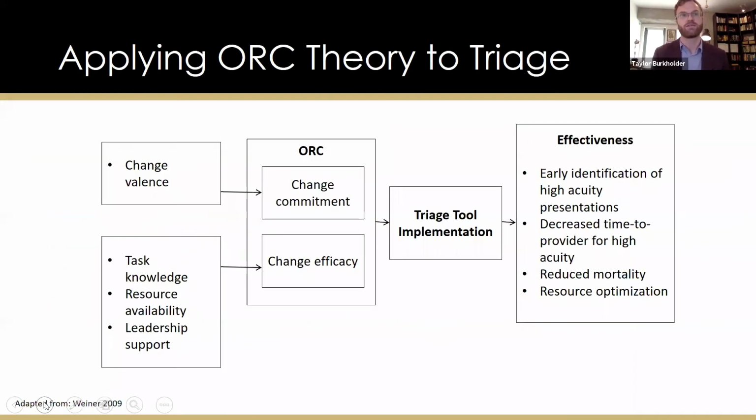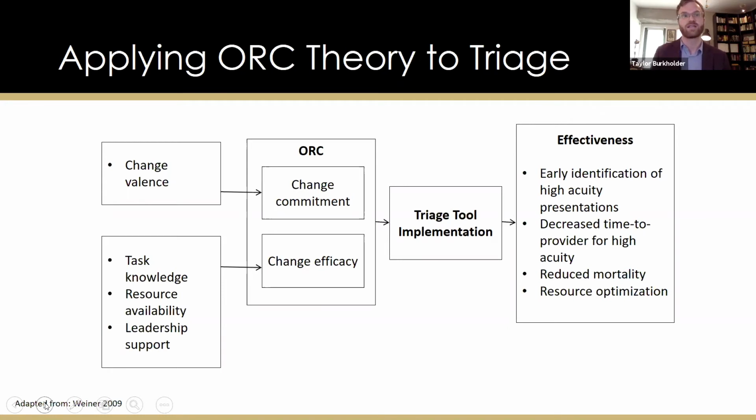In applying the theory of organizational readiness to change to implementing a standardized triage tool in this setting, we started by mapping the determinants to the implementation plan, and then ultimately to the downstream implementation outcomes. On the left, we include the applicable determinants of organizational readiness. As you can tell, these aren't necessarily project specific, but they will be useful in processing and packaging our findings into an actionable implementation plan at the end.